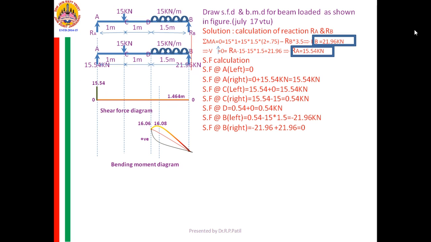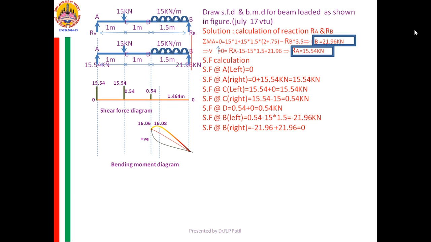You erect an ordinate there equal to 15.54. Then SF at left of C is 15.54. You erect an ordinate of 15.54 there. SF at right of C is plus 0.54. You erect an ordinate there, 0.54. Then SF at D is 0.54.